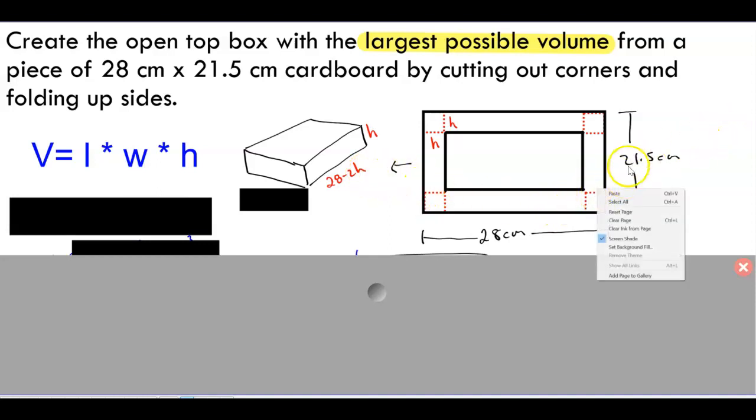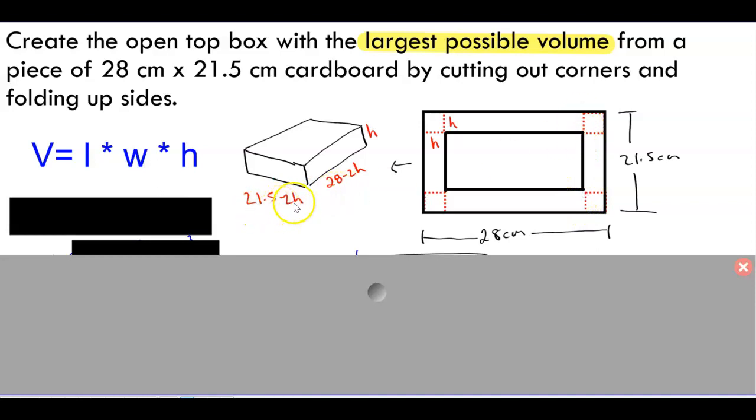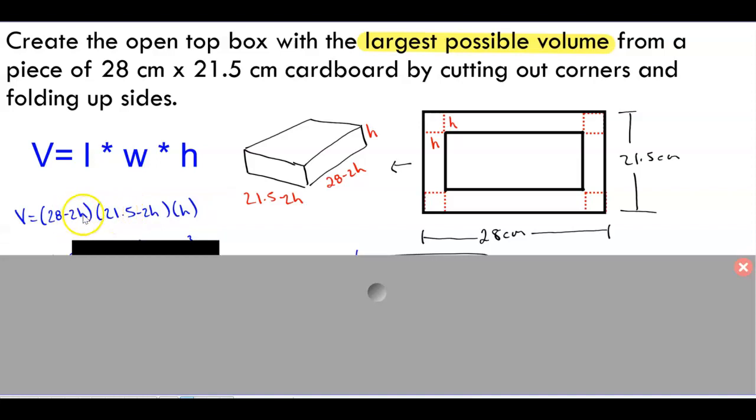And if we take that same logic and apply it to the width, the 21.5, we're taking away a length of h here and h here. So we're taking away a 2h from the 21.5. So here's my equation for volume. That's what I want to maximize. So I'm going to write the equation with respect to h. Notice how each variable here is h. I didn't use length times width times height. I used the substituted variables with h in them. So now I have all the variables written in terms of h.